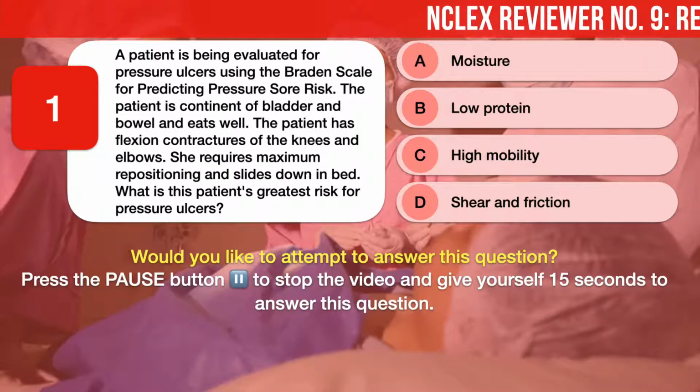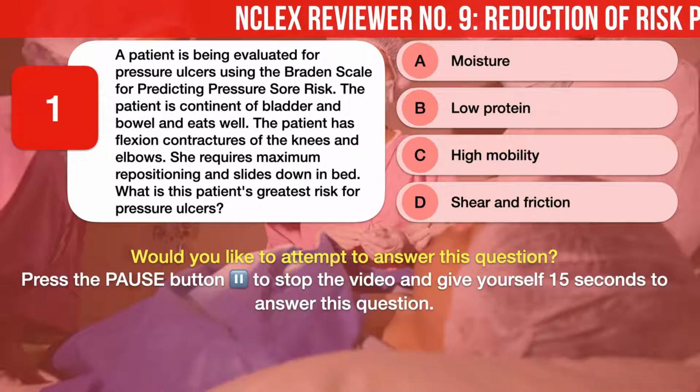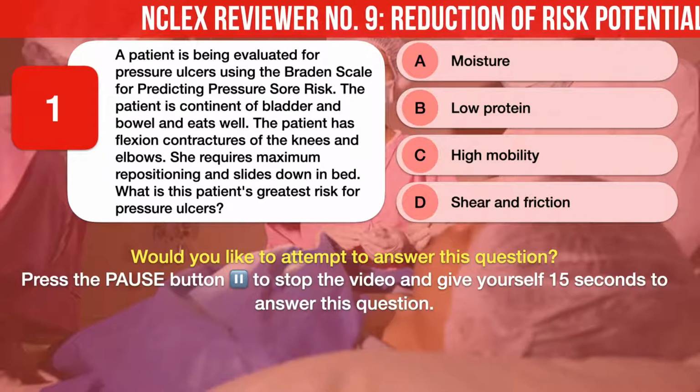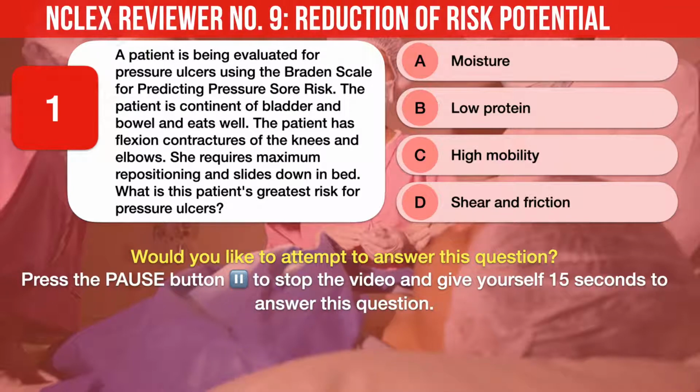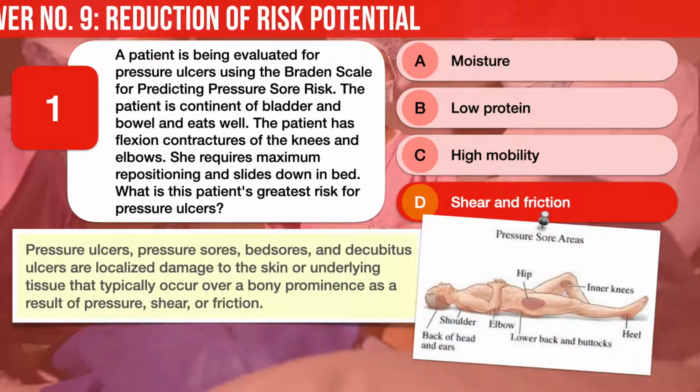A. Moisture. B. Low protein. C. High mobility. D. Shear and friction. The correct answer is D.